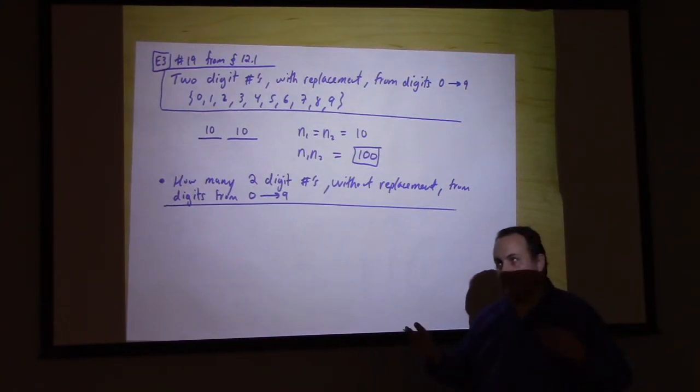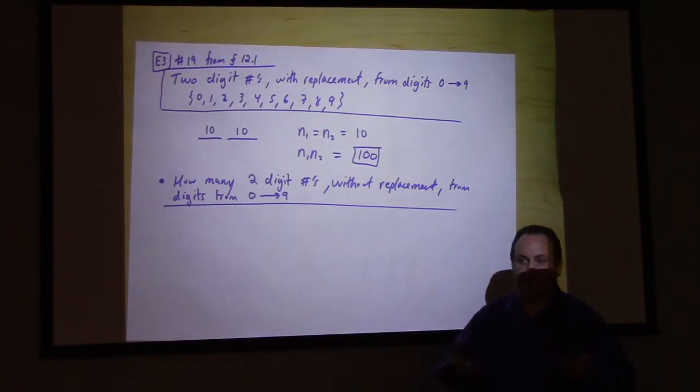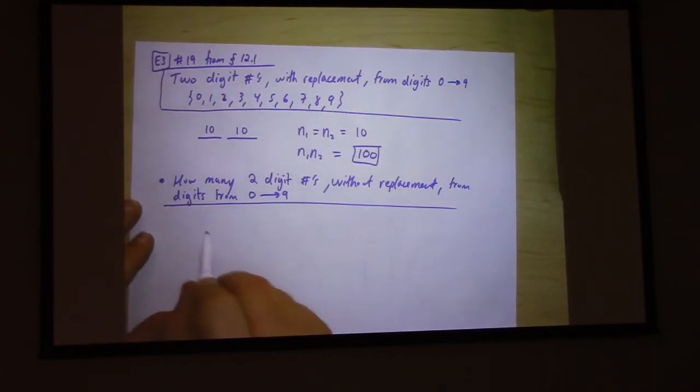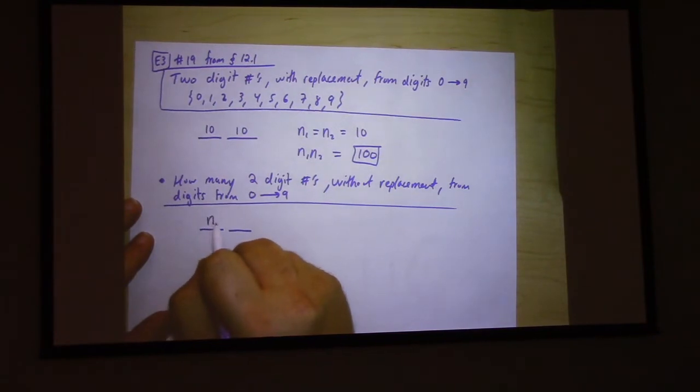I mean, well, you can't have 0, 0. You can't have 1, 1. You can't have 2, 2. You can't have 3, 3, right? So forth and so on. So we can think about this as a 2-step experiment, right? You pick the first digit. You pick the second digit.